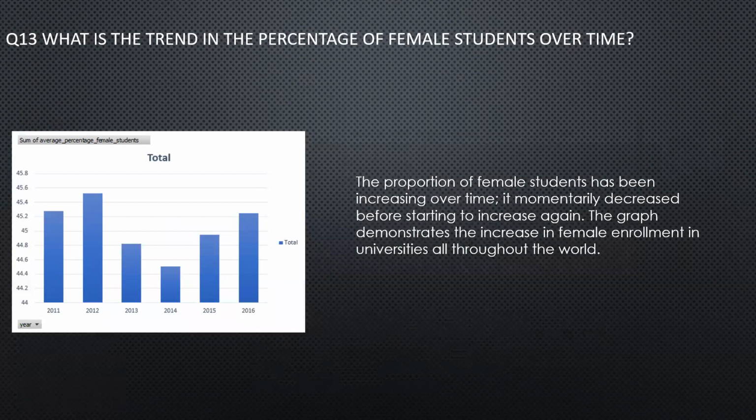Going to the next one. What is the trend in the percentage of female students over time? The percentage of female students has been rising throughout time. It briefly fell before beginning to rise once more. So the graph shows that there are now more female students enrolled in university around the world.